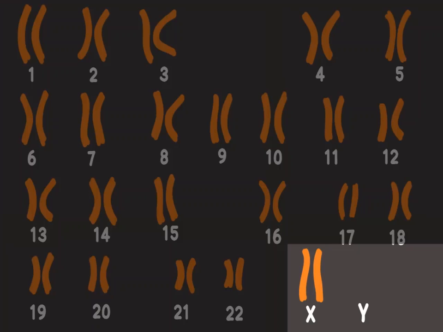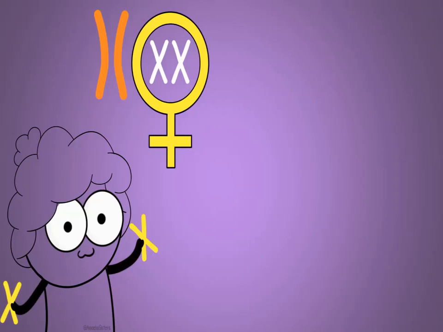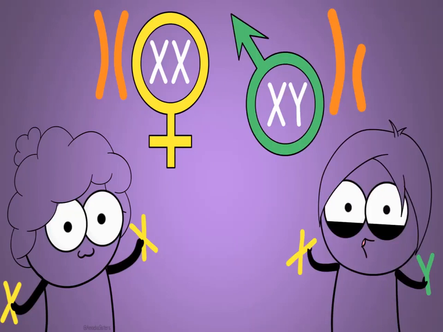Now, if you look at the sex chromosomes, you know that mothers can only give an X chromosome, because that's the only type of sex chromosome they have. But fathers could give an X, the baby would be XX, female, or a Y, the baby is XY, male. So fathers determine the biological sex.